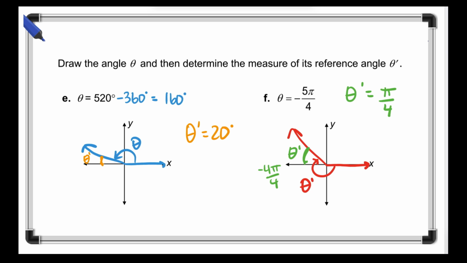Now, let's say you weren't sure where you would have negative 5 pi over 4. The thing that you can look at is that you could actually go to the positive 5 pi over 4. And when you figure out where positive 5 pi over 4 is, you can flip over the x-axis, and that'll get you the negative angle. So if you're not sure where that negative angle is, you can use this little method to help you.